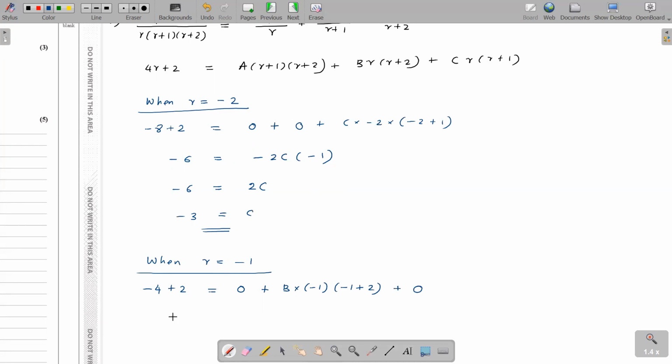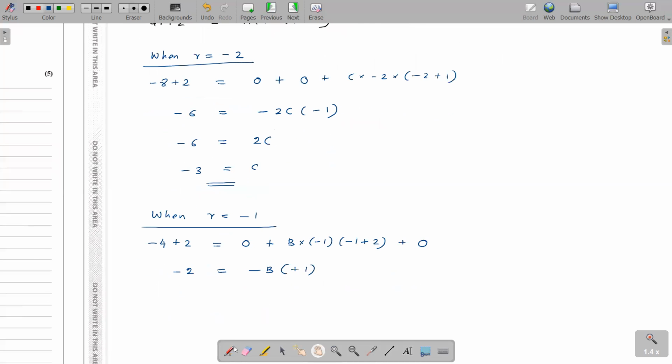So minus 4 plus 2 is minus 2 equals, what do we get here? 0, we don't need to consider. So B into minus 1 is minus B. Minus 1 plus 2 is a plus 1. Are you guys with me?